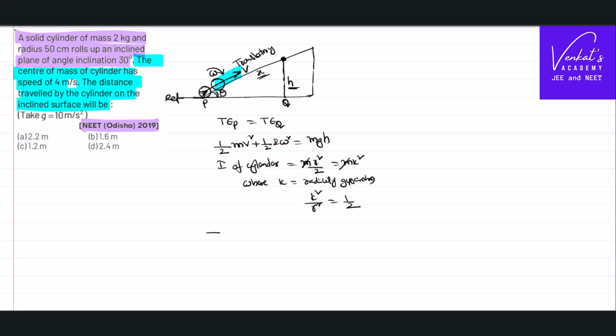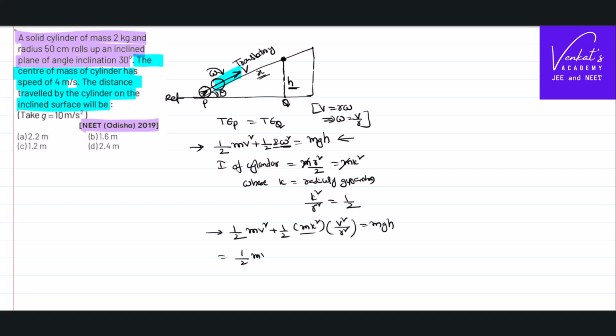Where do we need it? Let me help you. I am writing from this equation: half m v square plus half, in the place of I, I will write m k square. In the place of omega, as you know, v equals r omega, so omega can be written as v by r. I will write that in place of this omega square: v square by r square, equal to mgh. I have just written this part. Of course, I did not cancel anything yet; I can do that later.